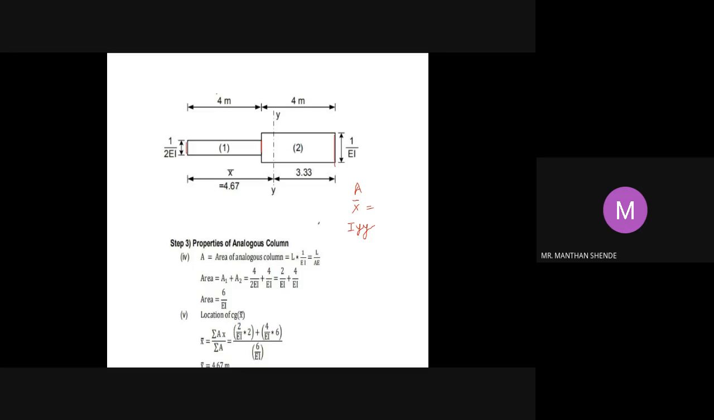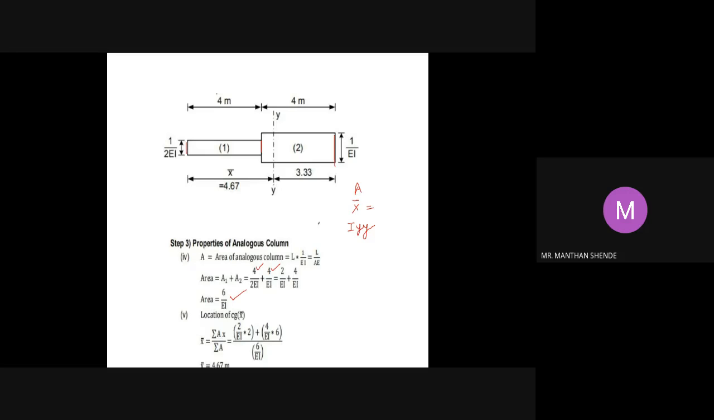L into 1 by EI will give you the area of the analogous column section. So the first area A1 plus A2, the area of the first section, is equal to 4 into 1 by twice EI, which is equal to 4 by twice EI, plus the area of the second section, that is 4 by EI. So the total area of the analogous column section will be equal to 6 by EI.